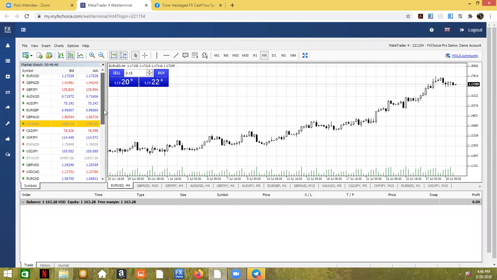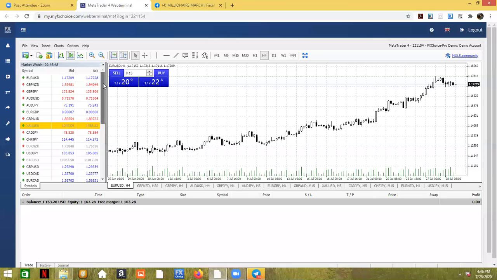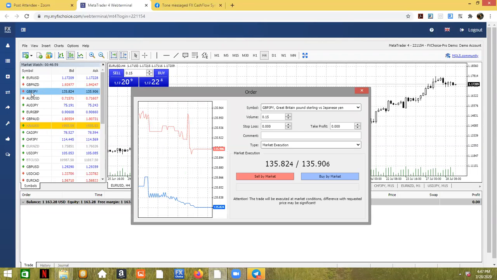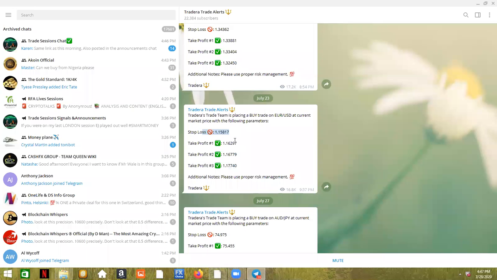And if you're looking to grab a currency pair to chart, you're going to go over here and double click on it. Now watch what happens when I double click on the GBP JPY. That's the British pound Japanese yen. When I double click, it pulls up the order page, right? So now I can place an order, put my stop loss where? On the stop loss line. Where do I put my take profit? Right here. Where do I get those numbers? From the trade alert, stop loss, take profit, right?